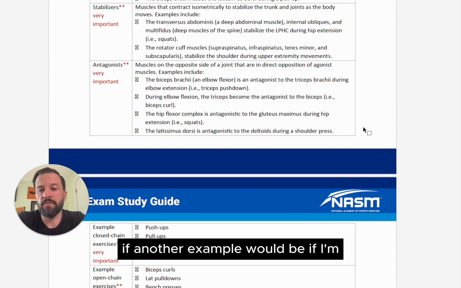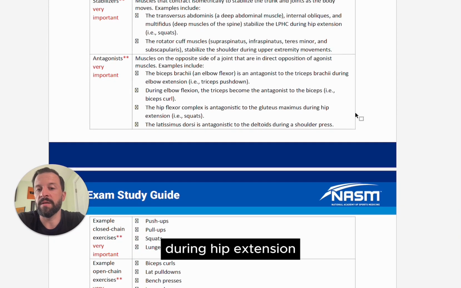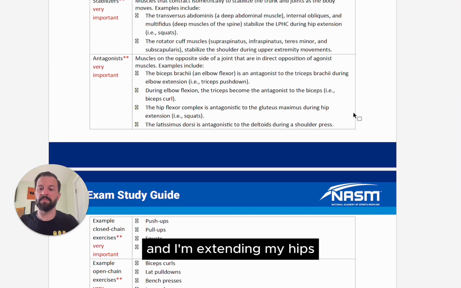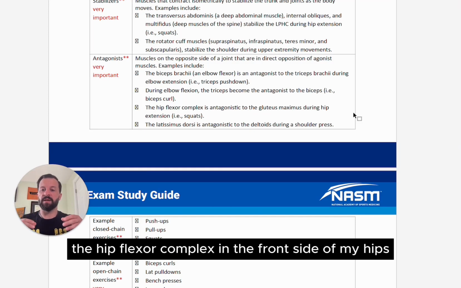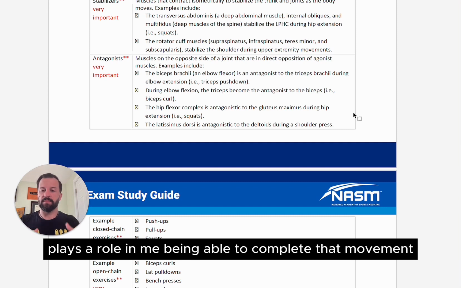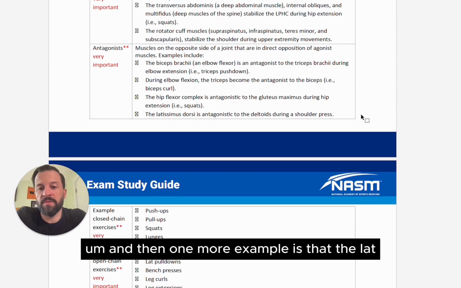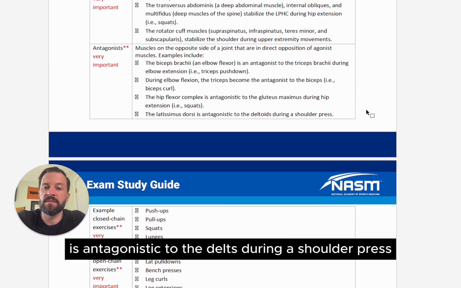Another example would be that the hip flexor complex is antagonistic to the glute max during hip extension. So even though I'm coming out of a squat and I'm extending my hips and squeezing my glutes forward, the hip flexor complex in the front side of my hips is antagonistic, and it also, again, plays a role in me being able to complete that movement well. And then one more example is that the latissimus dorsi is antagonistic to the delts during a shoulder press.